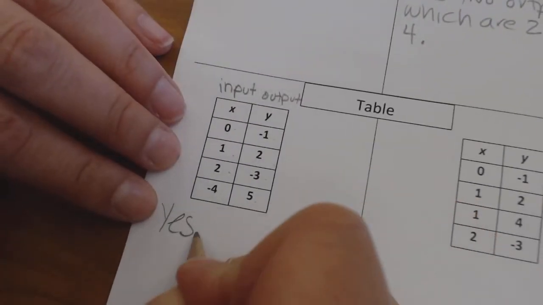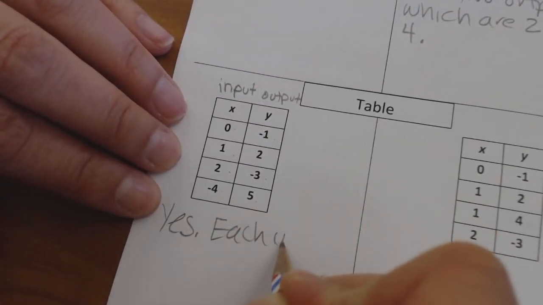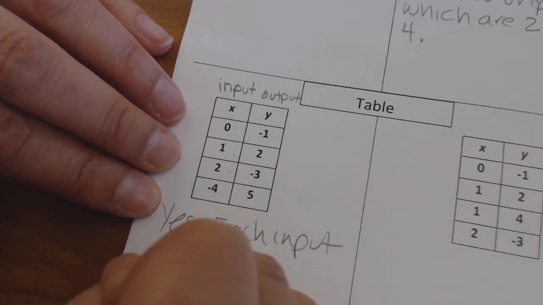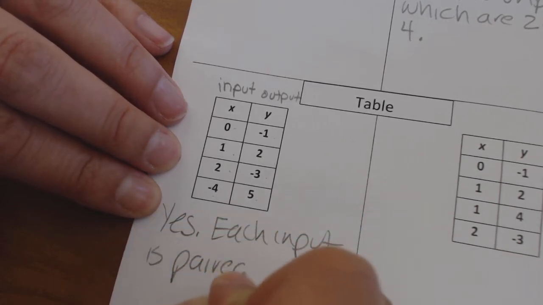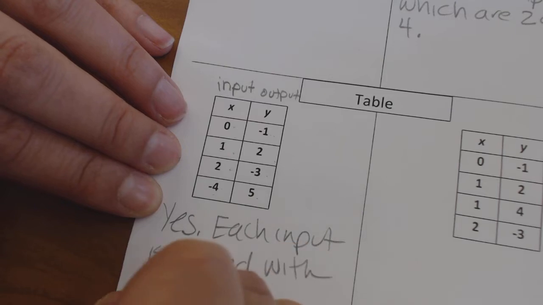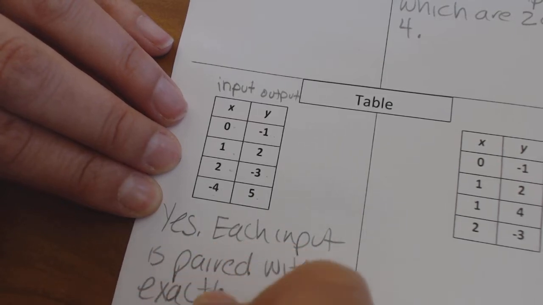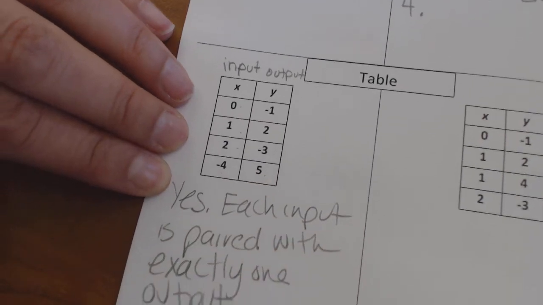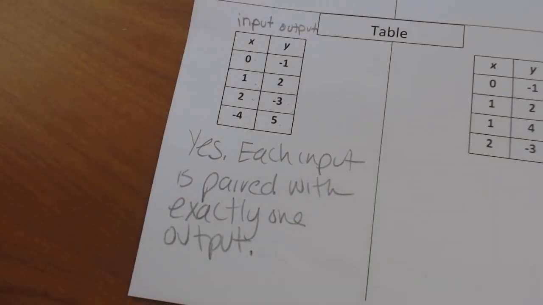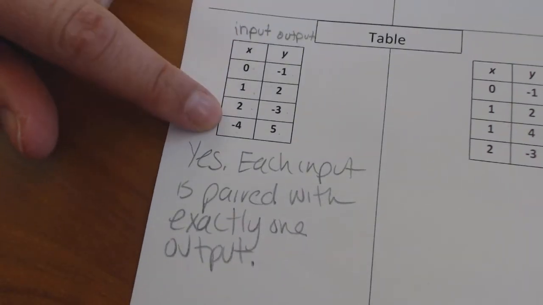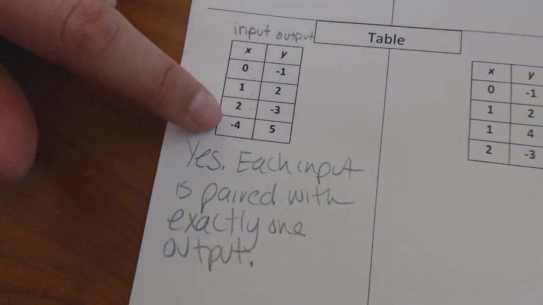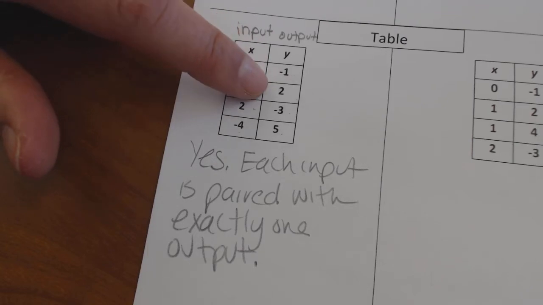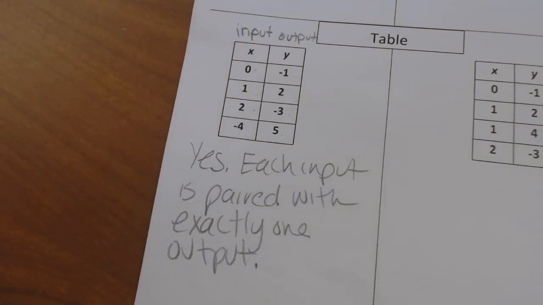So like the one above, yes, it is a function. Each input is paired with, and if you want to write exactly 1 output, you can. It's just another way of writing the same thing. Yes, each input is paired with exactly 1 output. And if you wanted to describe these inputs, 0, 1, 2, and -4, you can. And each one, -1, 2, -3, and -5, respectively, you can.